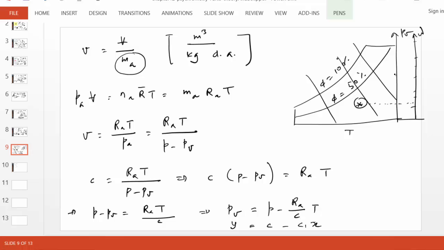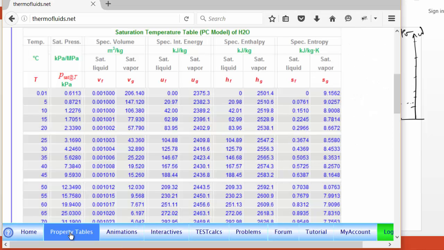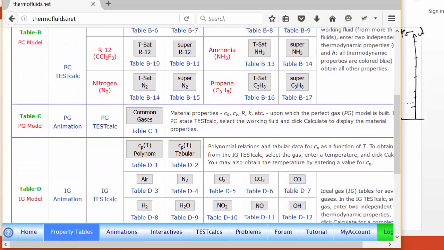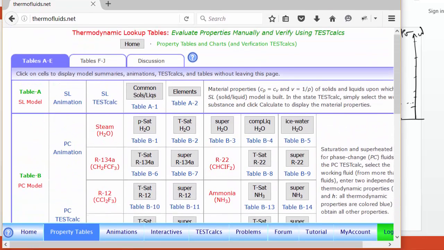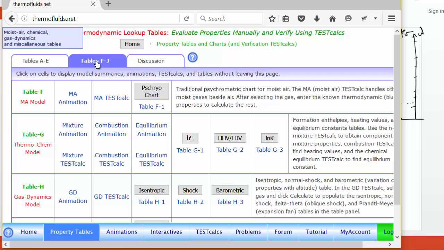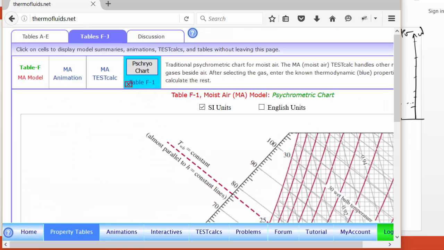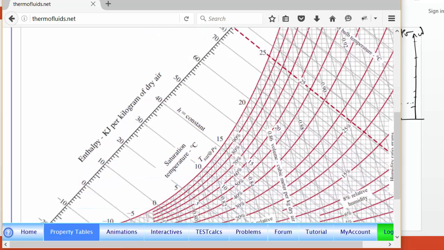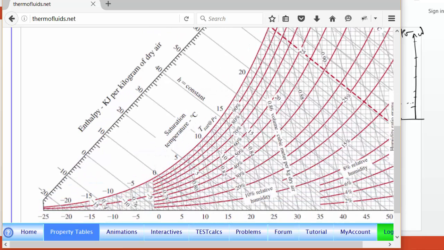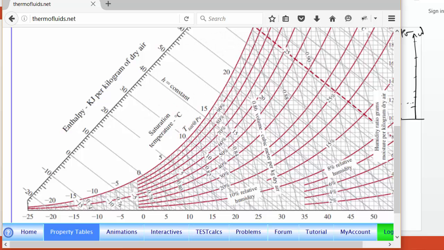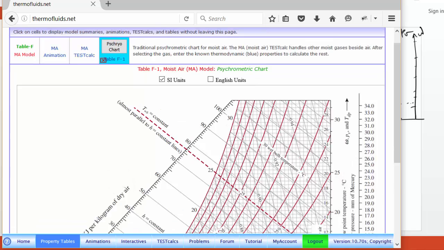So a scale can be made here for specific volume, and specific volume can be picked up right from the psychrometric chart. Just to give an example of the chart, if you go down into the model, it's in here. This is where the psychrometric chart is. It looks quite complicated. I know this chart is a little bit too big for my computer, but I can change the size here.